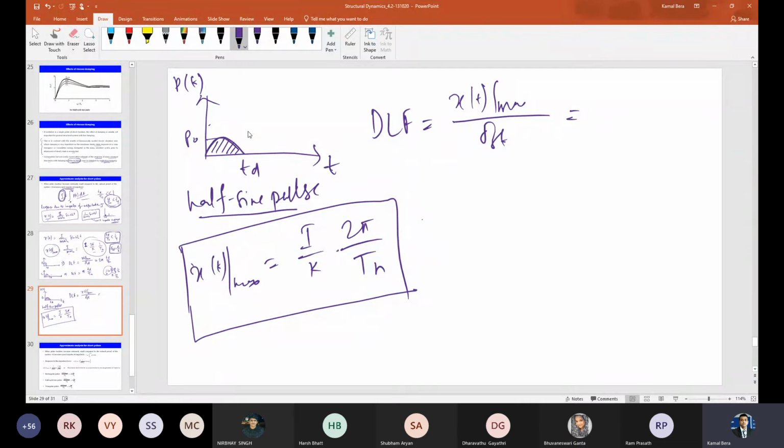Please find out the area under this curve, which will give you I. Substitute here and find out xt max by delta st. Delta st is nothing but P naught by k. And then tell me what is DLF.